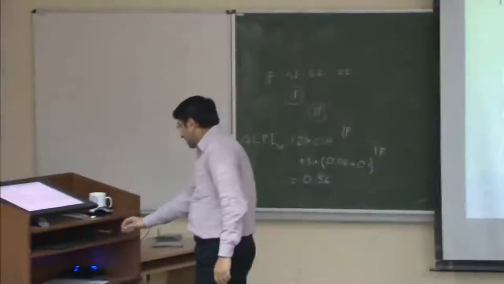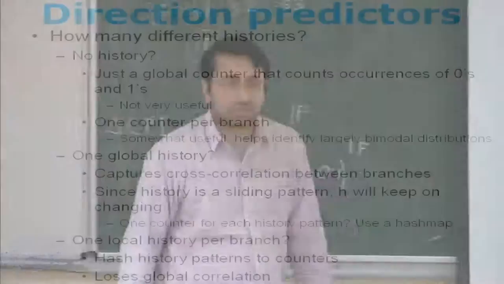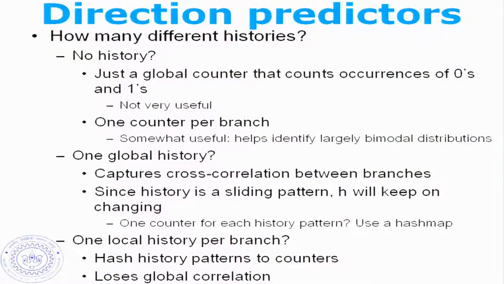Do we have a branch predictor? Well, not yet. We still have to determine one small thing. How many different histories do we want? Here we are focused on only one counter corresponding to one history. Now each branch can have millions of different histories. And there may be thousands of branches in a particular program.